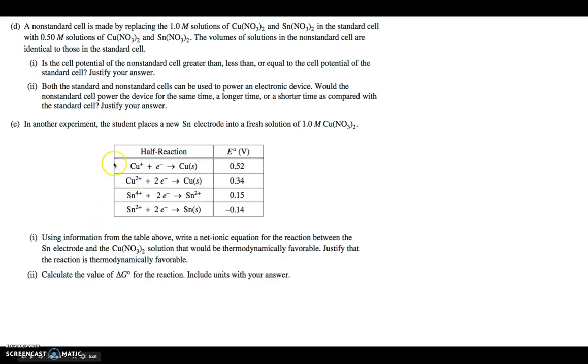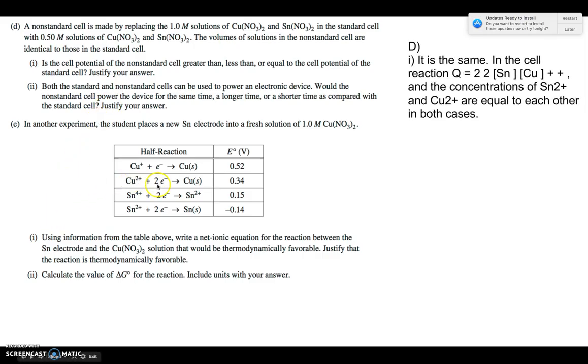So next part is it's going to go from a 1 molar to a 0.5 molar, but both of them are changing. So does the cell potential change at all? Well, of course not, because you're decreasing by the same concentrations on both sides, both cathodes. But the standard and non-standard cells can be used to power an electronic device.